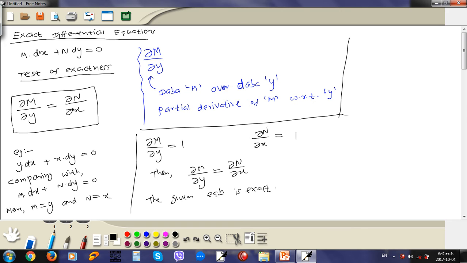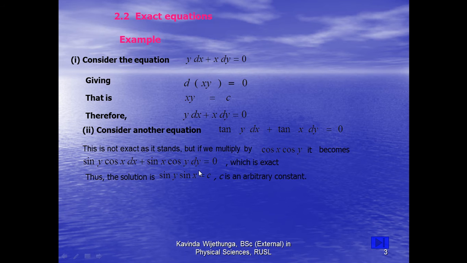Now I think you can understand how to check the exactness of a given differential equation. First check whether the given equation is in that form. If it is, identify M and N. Then find del M over del y, that is, differentiate M with respect to y, and find del N over del x, that is, differentiate N with respect to x. Check whether they are equal. If they are equal, the given equation is exact. If not, it is not an exact equation. I think you got the idea.